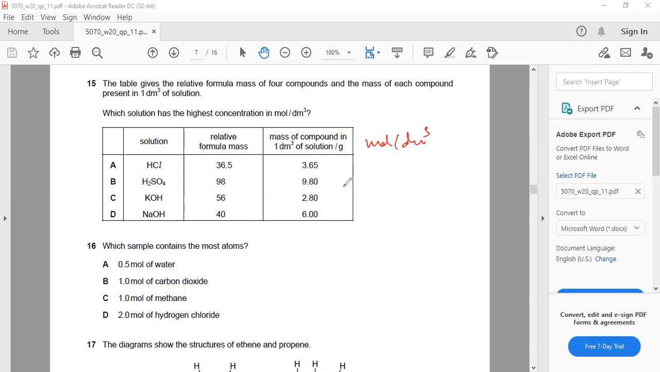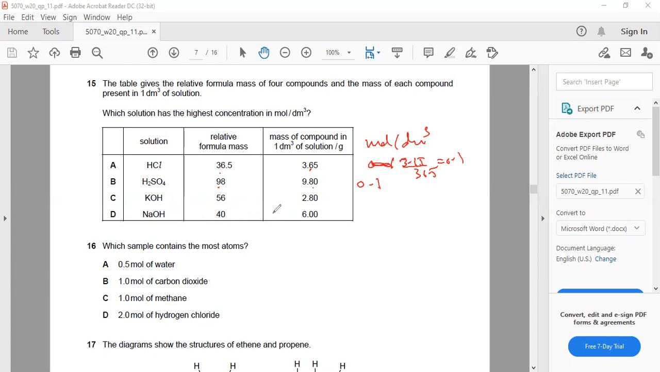I will tell you the shortest way, but this is not the shortest way; this is for those whose mole concept is weak. 0.1 is the answer because 3.65 divided by 36.5 is 0.1. This is 98, this is 9.8. It is also 0.1. Acha. Now, by that way, you can find the mole per dm cube, and you can see which one is the highest.